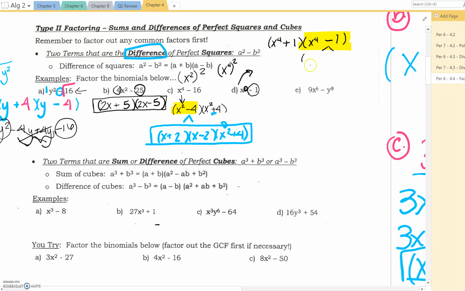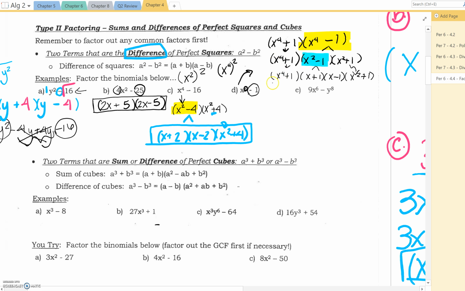This can be factored into x squared minus 1 and x squared plus 1. Then remember you had this term here. But we're not done because look, another difference of squares. So this has to be factored into x plus 1 and x minus 1. This is not a difference of squares, so you just bring it down. This is also not a difference of squares.